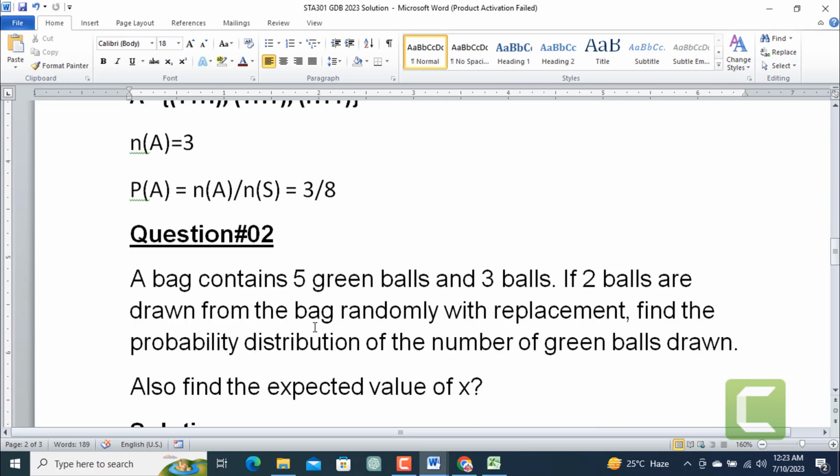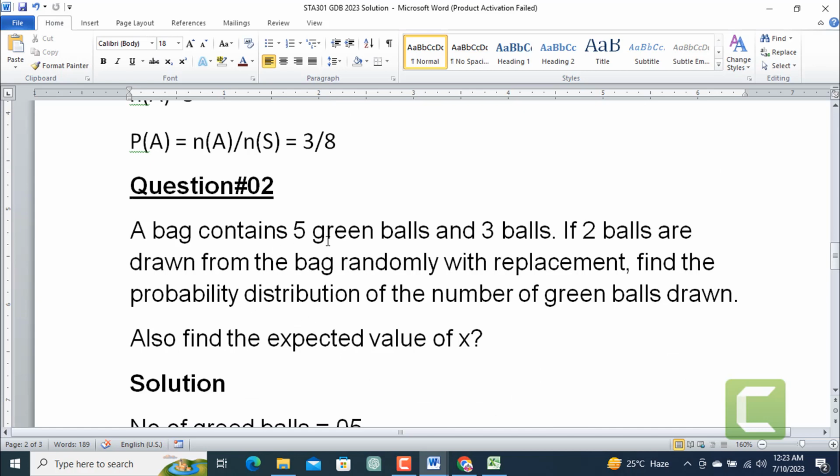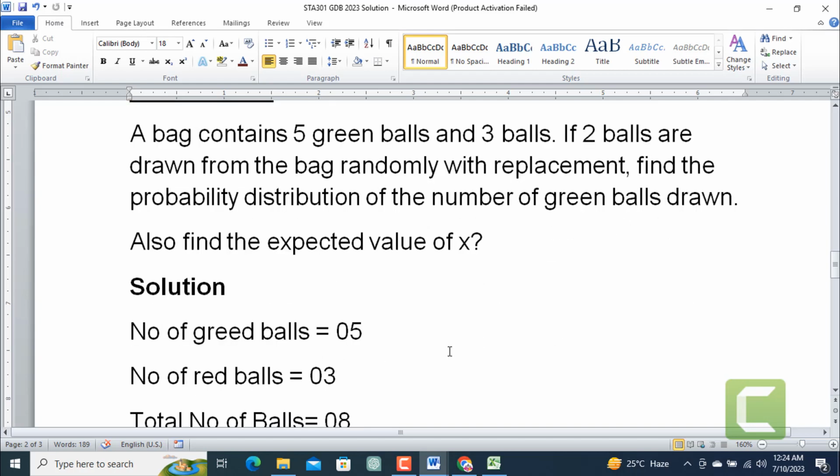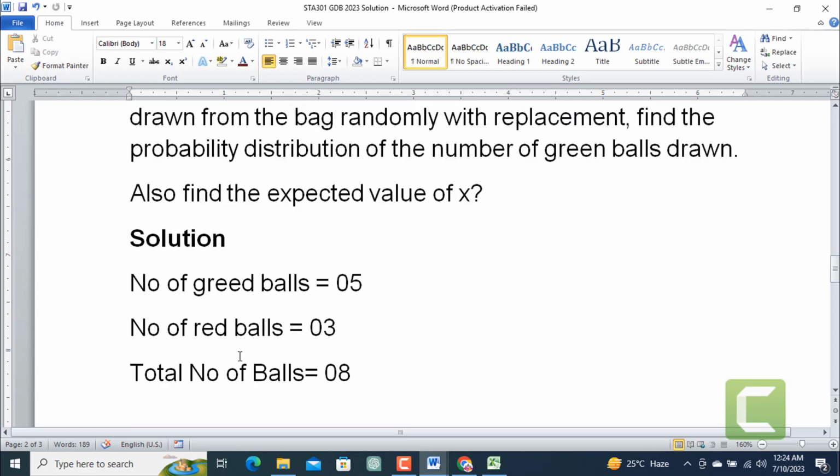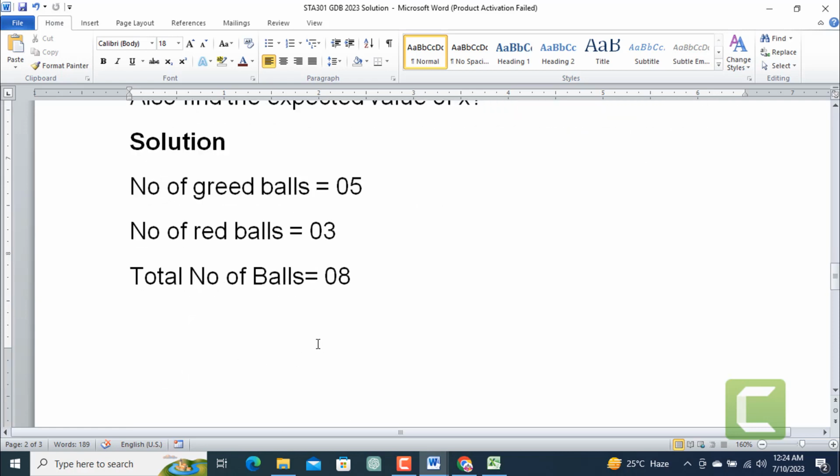Now come to question number 2. A bag contains 5 green balls and 3 red balls. If 2 balls are drawn from the bag randomly with replacement, find the probability distribution of the number of green balls drawn. Also find the expected value of X. The number of green balls is equal to 5. The number of red balls is equal to 3. So the total number of balls is equal to 8.